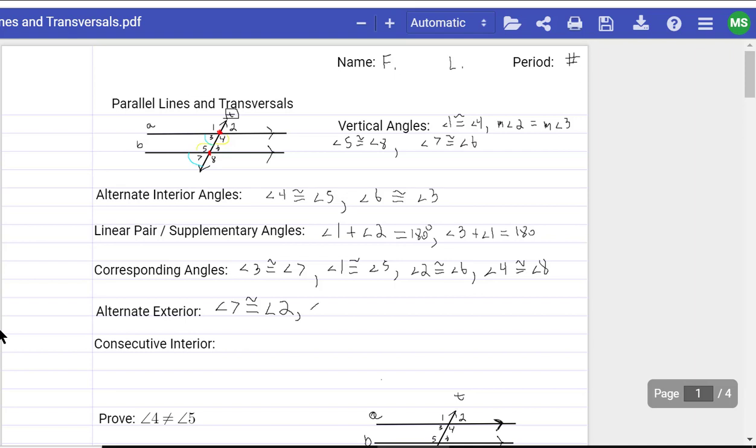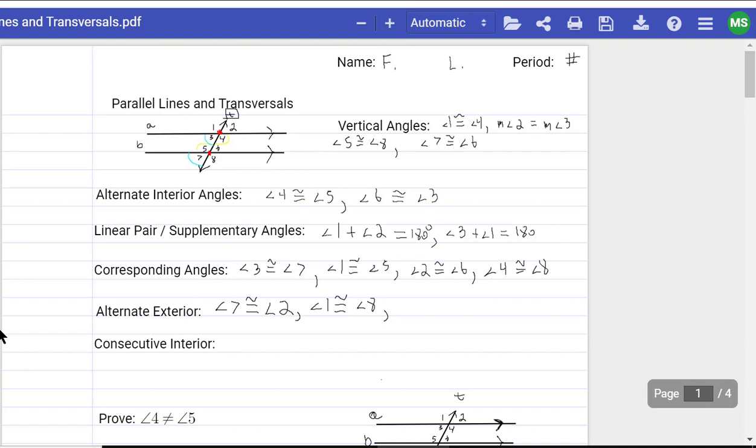So for example, angle 1 and angle 8 are on the outside, and they're alternate. They go on either side of the transversal, so they are alternate exterior. Or we could just say, hey look, angle 1 corresponds to angle 5, and angle 5 is a vertical angle to 8, so angle 1 is congruent to angle 8.